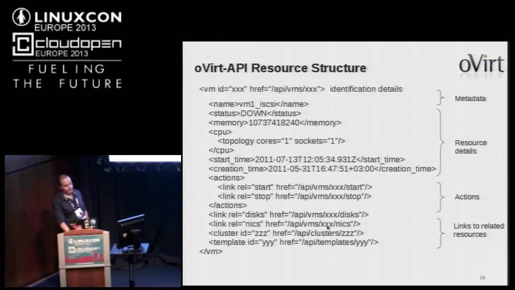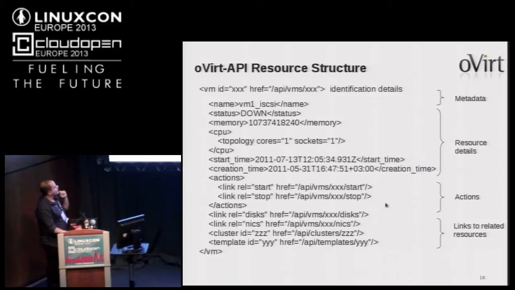For example, the VM has disks, so you can access the specific disks of this VM, so it's a link to another resource. Or the NICs of the VM, the cluster that the VM is part of, et cetera. So that's the way it's divided.